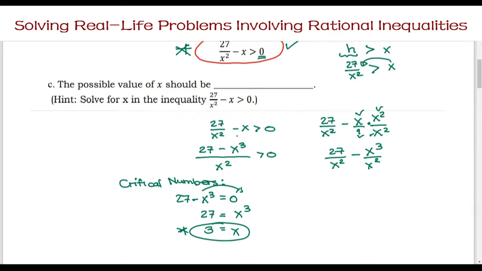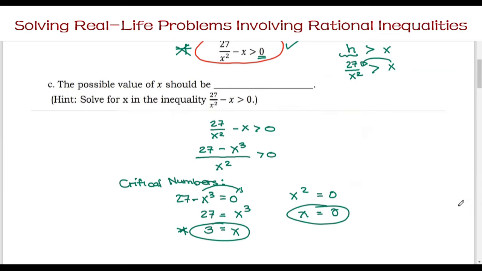Okay? What about the denominator? X squared. Madali lang yan, no? This is the denominator, x squared. You equate this to 0. Sige nga, anong value ng x ang magpapa-0 dyan? Di 0. So, yan yung dalawang critical numbers or critical values. Okay, so now we find the possible values of x using table of signs. Again, we have two critical numbers here, 0 at saka 3.